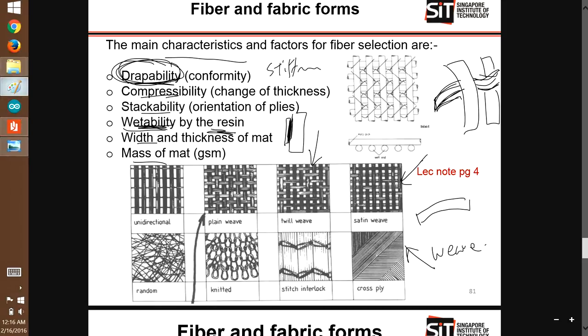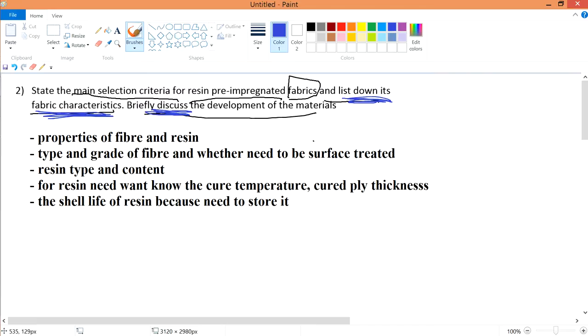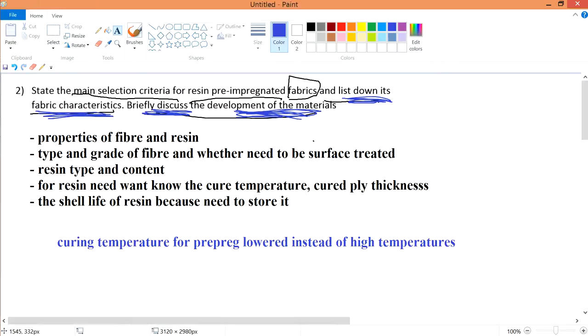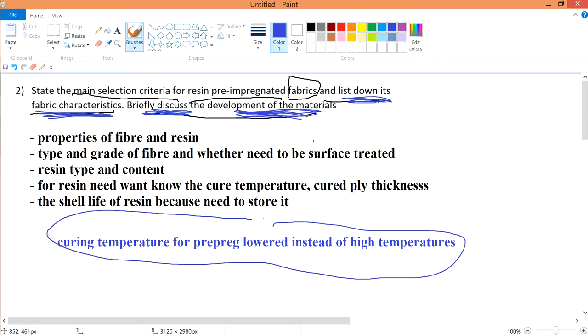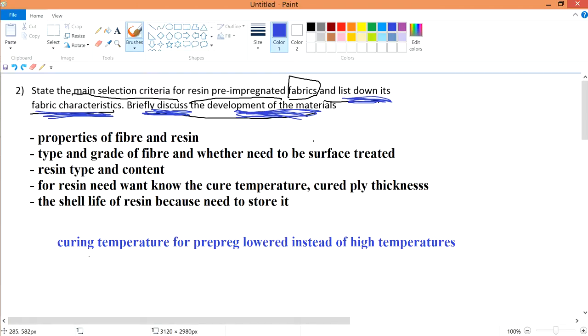And then if you come back to the question, the last part: discuss briefly the development of these materials. I don't know whether the answer is for this part, because what I copied, I didn't write down what it was for. What I copied is that the curing temperature for prepreg is generally being lowered instead of high temperature. So currently the development is to try to lower the curing temperature.